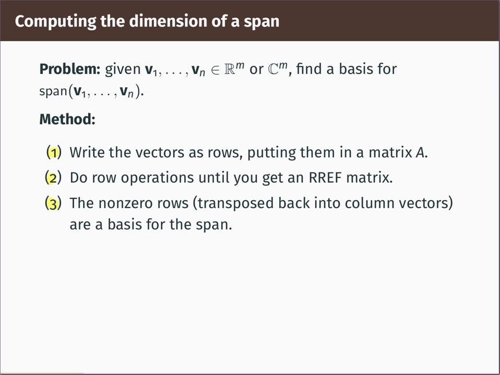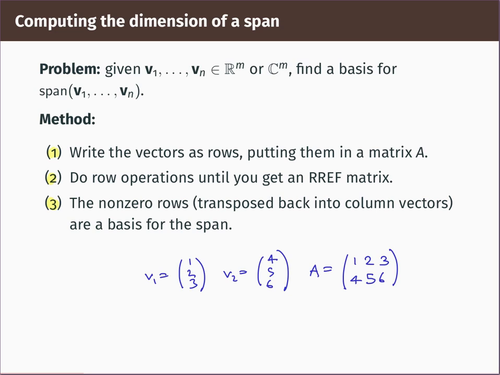So let me just show what's going on here. If your vectors were v1 is (1, 2, 3), and v2 is (4, 5, 6), then the matrix A you form out of those would have as its first row 1, 2, 3, and its second row 4, 5, 6. And you then do row operations to A to reach a row-reduced echelon form matrix, and then you take the non-zero rows and transpose them back into column vectors. We'll do a full example of this procedure at the end of the video.